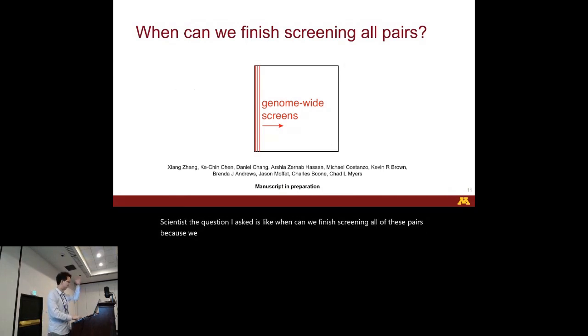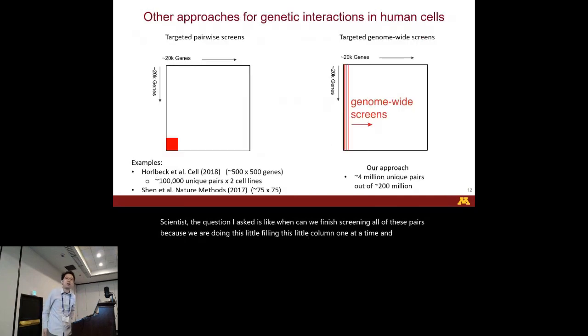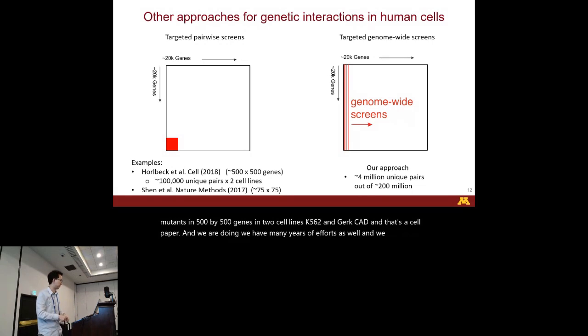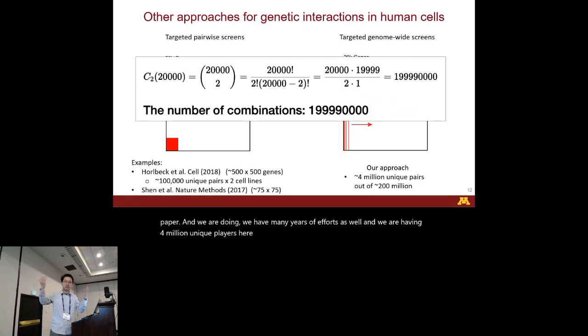Because we are filling this little column one at a time, and let's see how other people are doing. In 2018, there's a big paper by Horlbeck et al. They constructed double mutants in 500 by 500 genes in 2 cell lines, K562 and Jurkat, and that's a Cell paper. And we have many years of effort as well, and we have 4 million unique pairs here. But the whole space, if you simply check, would be 200 million if you account for all the possible combinations.